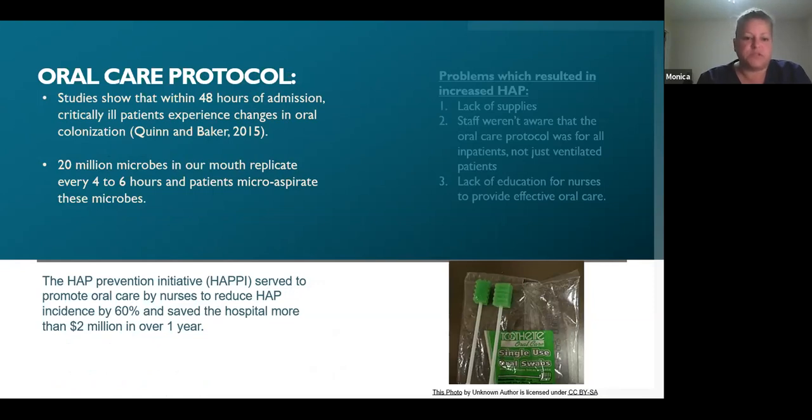So this initiative served to promote oral care by nurses to reduce HAP incidents by 60% and save the hospital more than $2 million the first year.